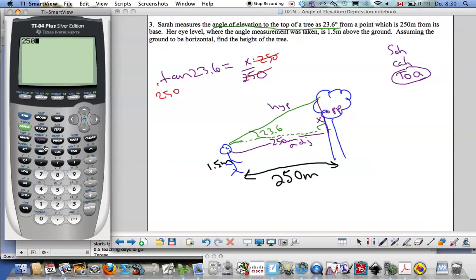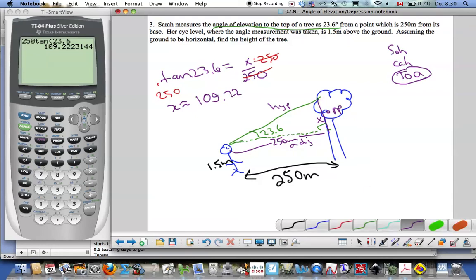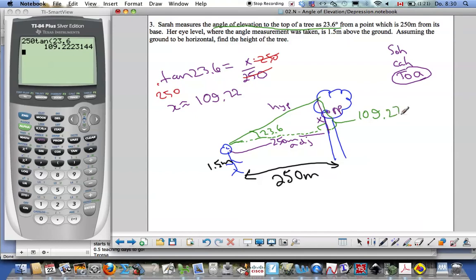250 times tangent 23.6. Boom, 109. So we know now that our distance x is 109, but are we done with the problem? No. And this is very much not to scale. What we found is that this is now 109. I'm keeping a couple of decimal places just because I'm not done with the problem. So that was our first step.